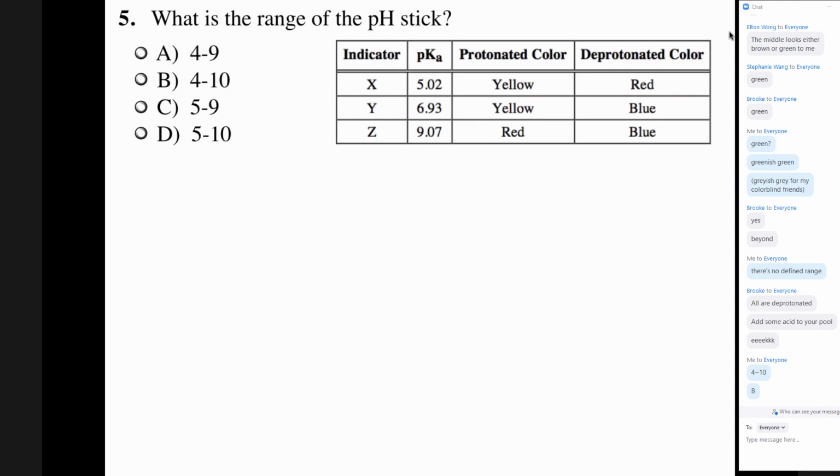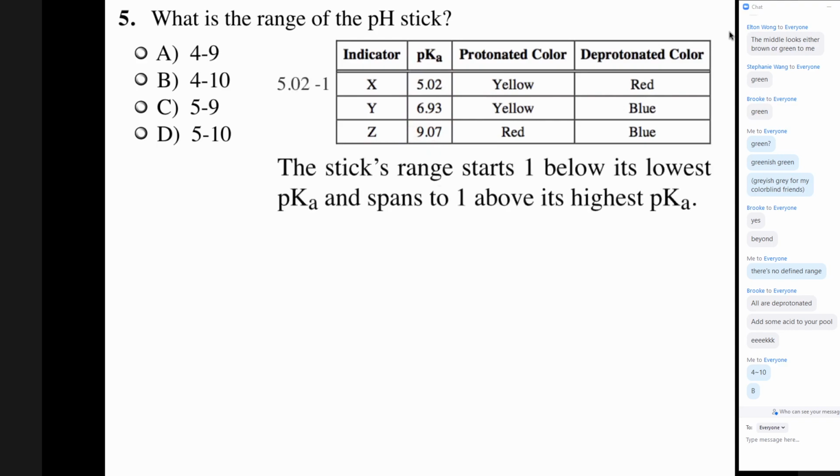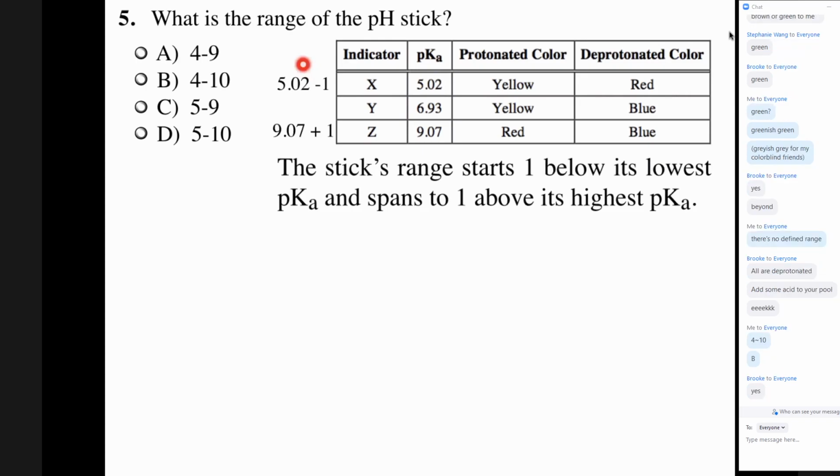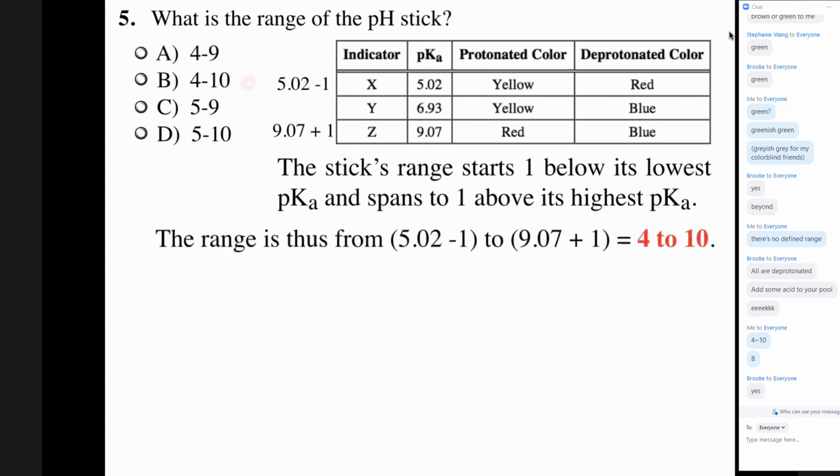How many agree it starts lower than the lowest and finishes higher than the highest? So X is my lowest one. So it should start 5.02 minus 1, about 1 below the lowest, and go up to about 1 above the highest. So 5.02 minus 1 is around 4. 9.07 plus 1 is around 10. So 4 to 10. Perfect. Hopefully it seems okay.